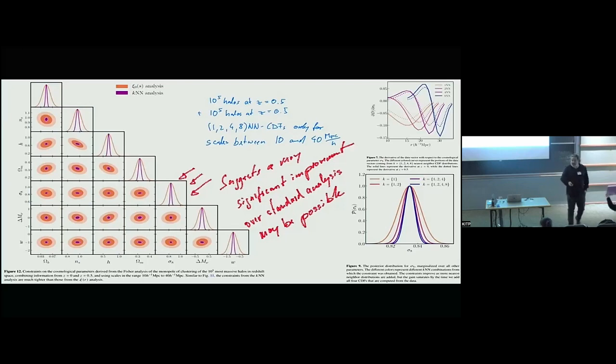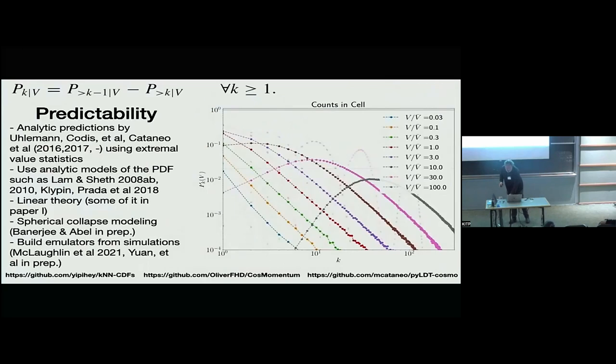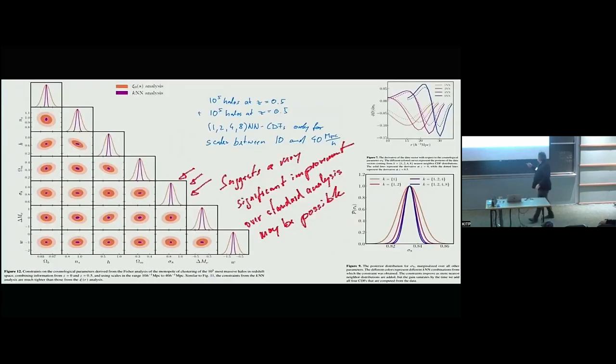And here's a Fisher type forecast for doing this for cosmological parameters, again with the 100,000 points. And essentially all it's saying is that the purple one is much better than the orange one, so the KNN can extract much more information than the 2-point. Not surprising. We have the PDF smoothed at many scales. There's just more information in there.